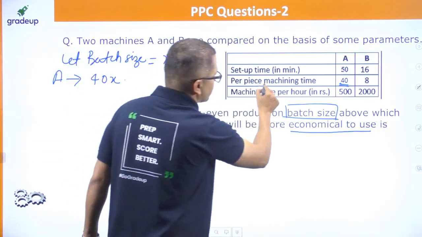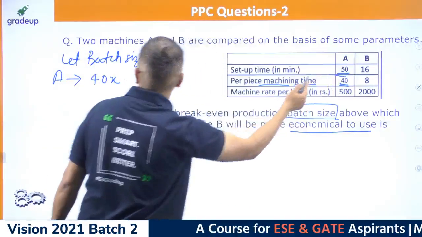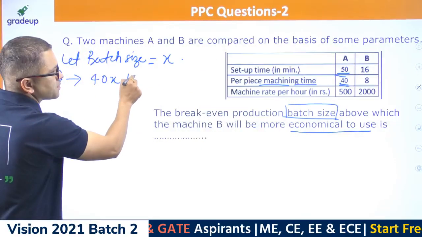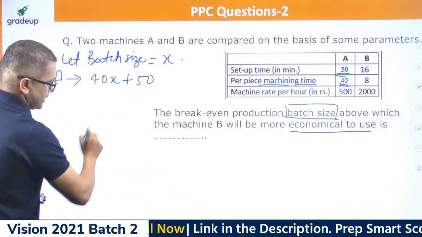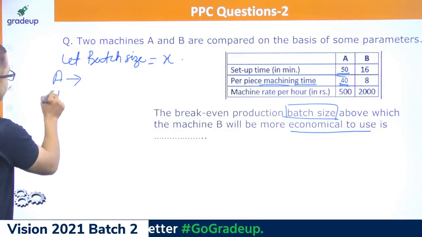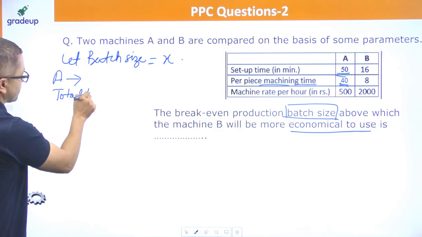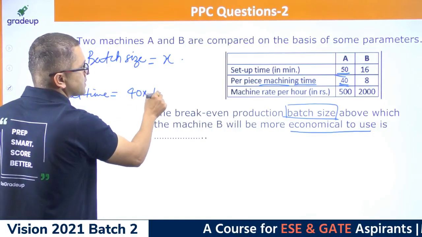This machining time we are talking about. Setup time is 50. So total time is nothing but 40X plus 50. For A, we are writing total time equals 40x plus 50.